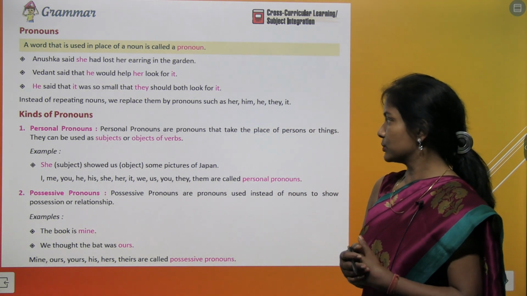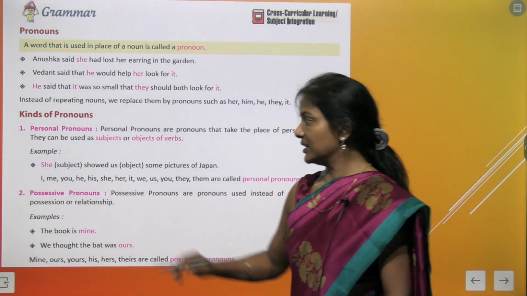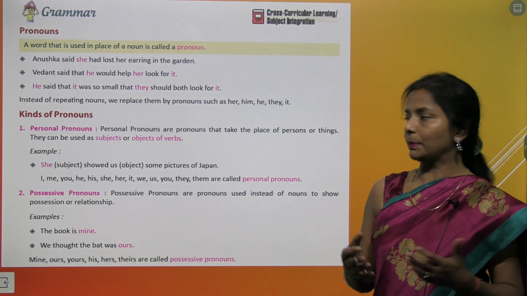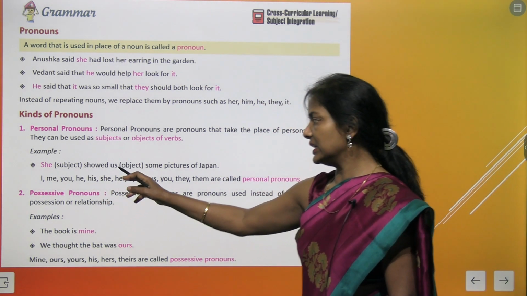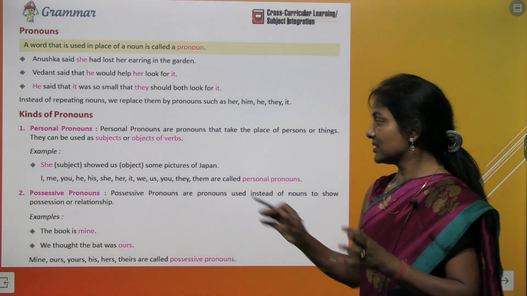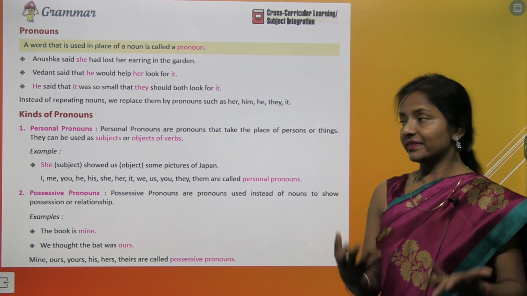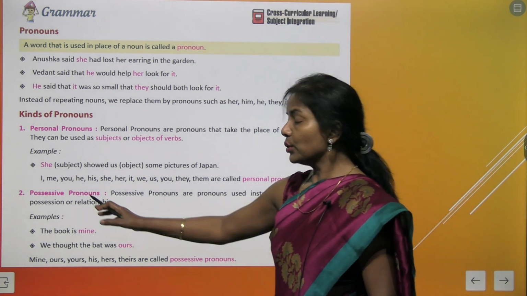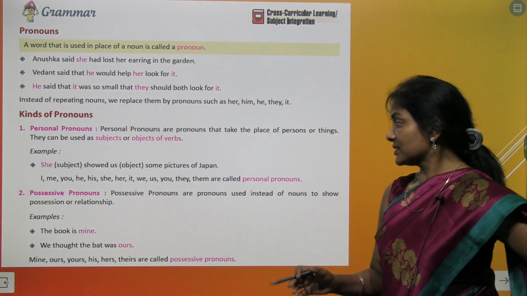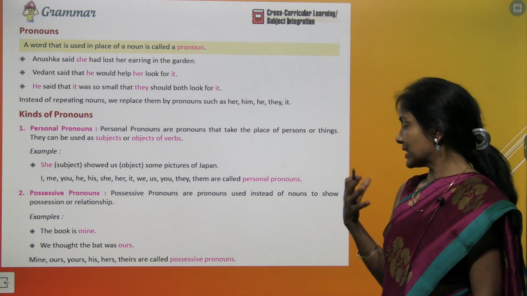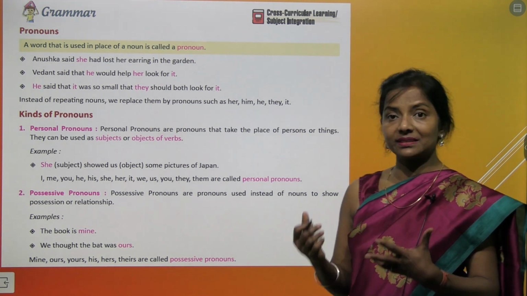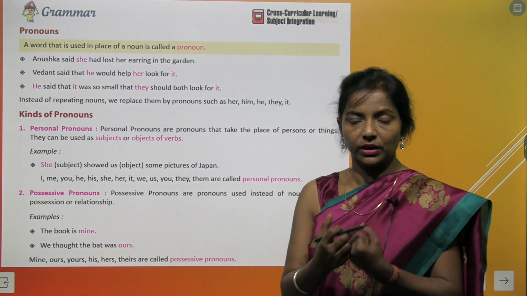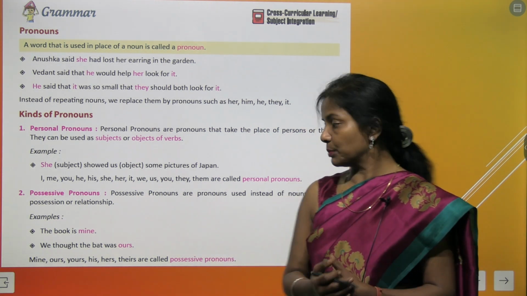वो होते हैं personal pronouns. Example: she is subject, showed us, us is object, some pictures of Japan. I, me, you, he, his, she, her, it, we, us, you, they, them are called personal pronouns. Now, next is possessive pronouns. Possessive pronouns are pronouns used instead of nouns to show the possession or relationship. Possession means a thing which is yours, in your possession, or in anybody's possession.